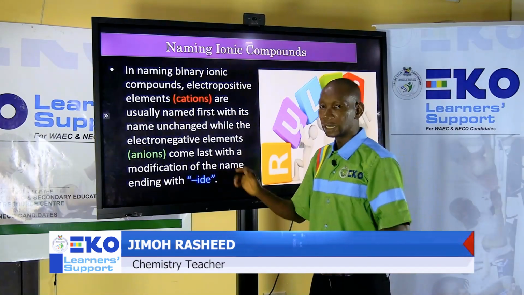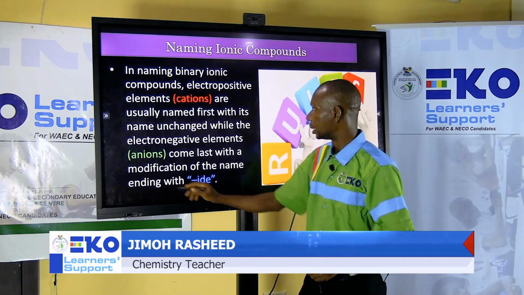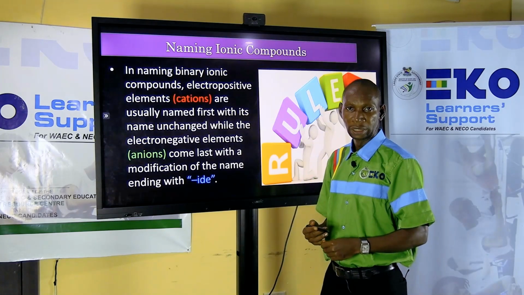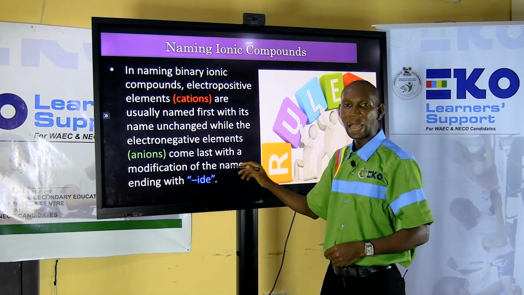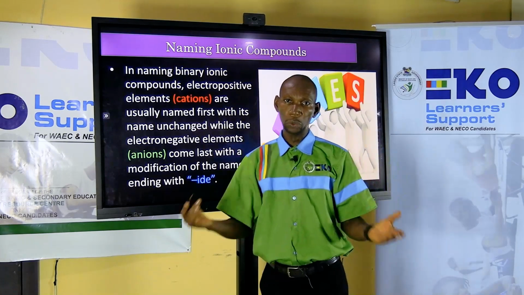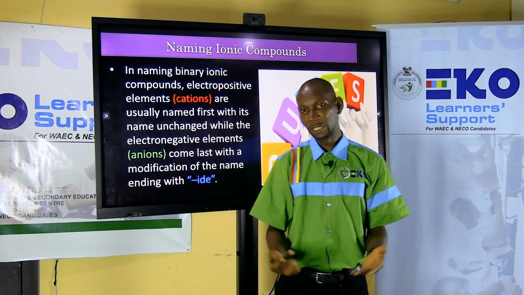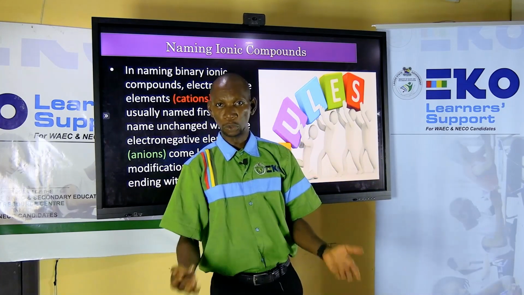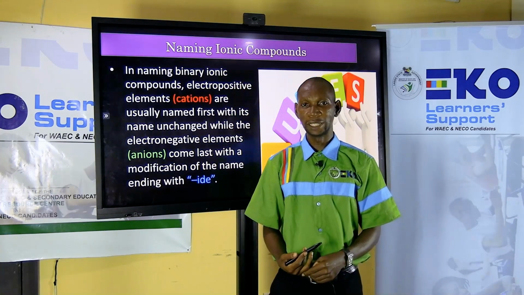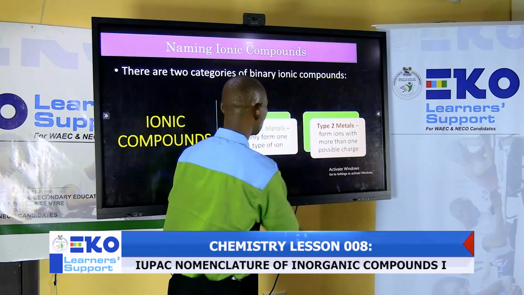So the anion, which is the non-metal in this case, is going to have to change its name, and the name is going to end with the suffix "ide." So you are going to be adding "ide" to the name of the anion. If, for example, the anion is chlorine, it will become chloride. If it is fluorine, it will become fluoride. What if it is sulfur? You're very correct, it will become sulfide. And this is how the rules are applied.